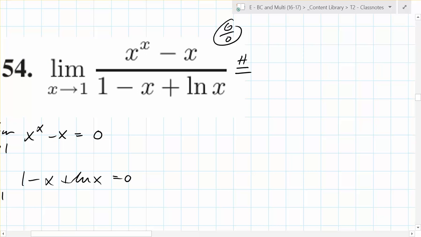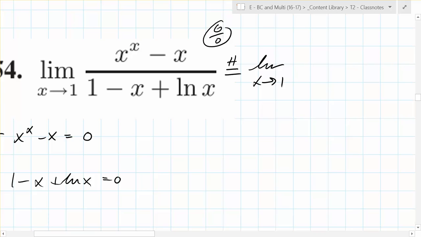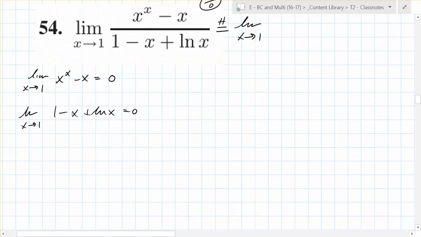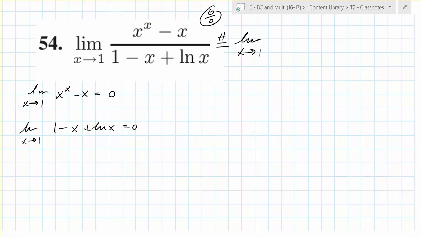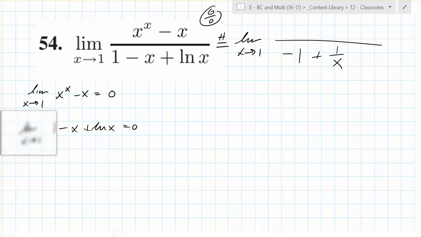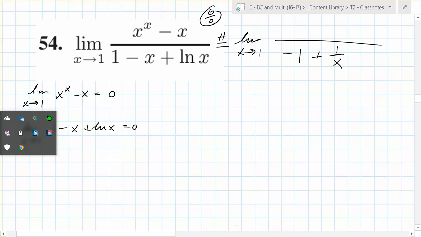Write out what the next form is. It's the limit as x goes to 1 of what? Please be careful. Let's do the bottom. What's the bottom one come out to be? Negative 1 plus 1 over x. Nice. Look at that. What do we have here? And we know the derivative of x is going to be just this, right?